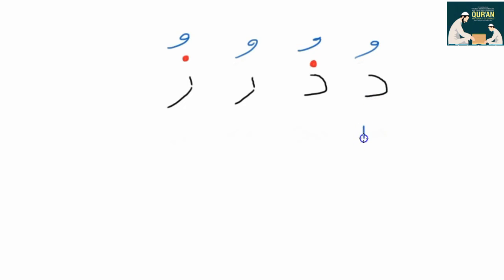So du, dhu, ru, and yep, zu. Du, dhu, ru, zu. Okay, and let's have a go with the final symbol, which is a kasra.